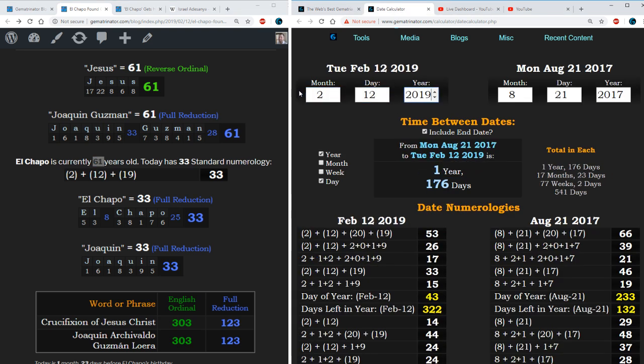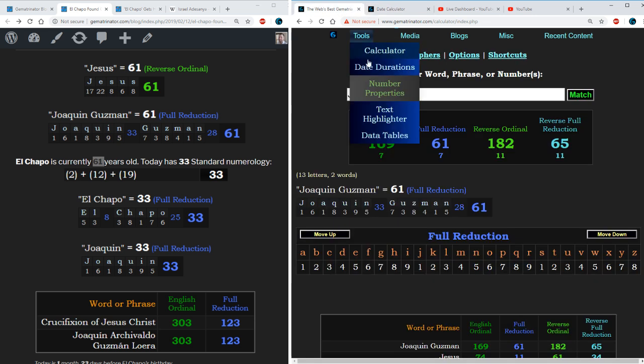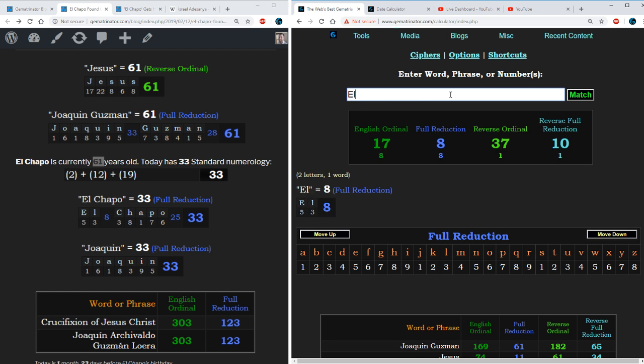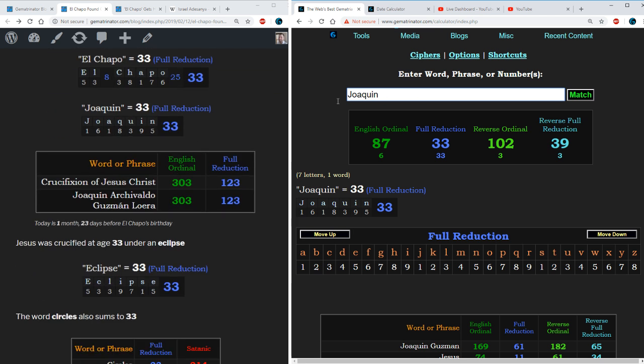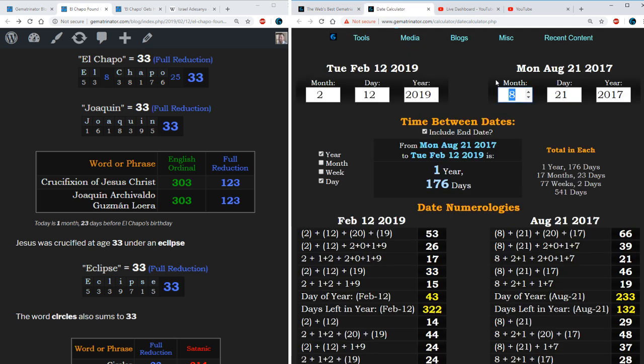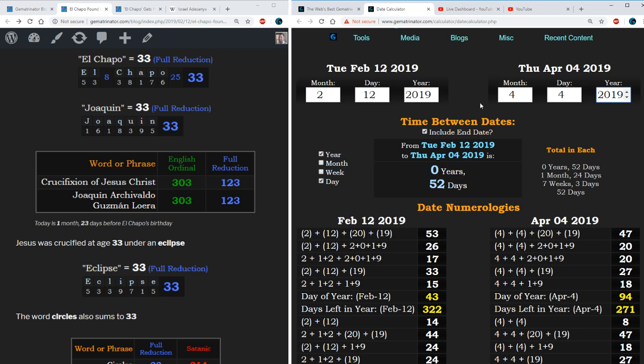Today's date of February 12th has what we call standard numerology of 33, 2 plus 12 plus 19. Like we mentioned, El Chapo equals 33, as does Joaquin. His full name, again, summing to 303. It also sums to 123 in reduction, and today is 1 month and 23 days before El Chapo's birthday.